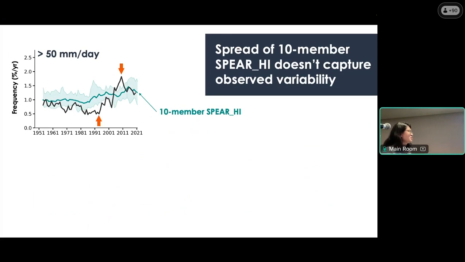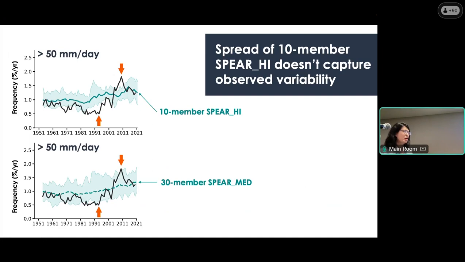If we come back to these figures and look closely at the time series of SPEAR-high, here's the shading of the spread of SPEAR-high's 10 ensemble members. We can see that it didn't really capture the observed variabilities. For example, this peak around the year 2010 and this lower frequency period from the 1980s to the early 1990s. Since SPEAR-medium has comparable performance when we use 50 millimeters per day to select events, we compare the spread from SPEAR-medium's 30 ensemble members.